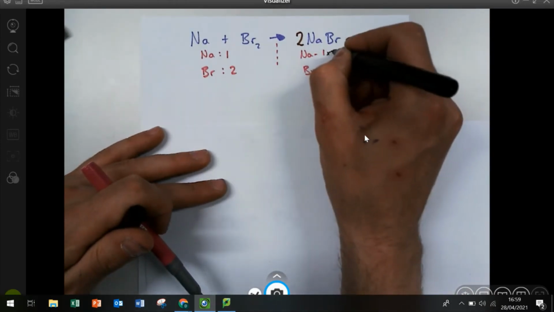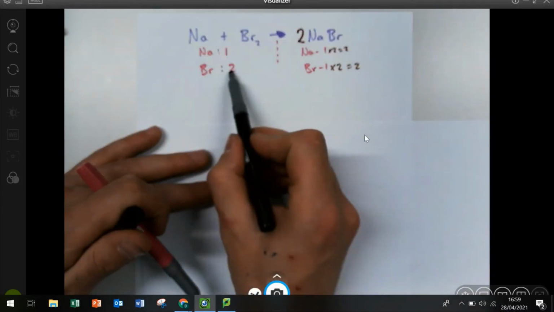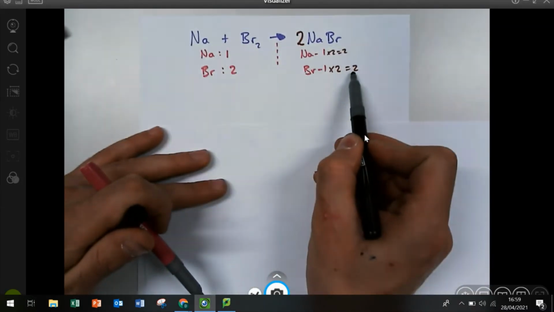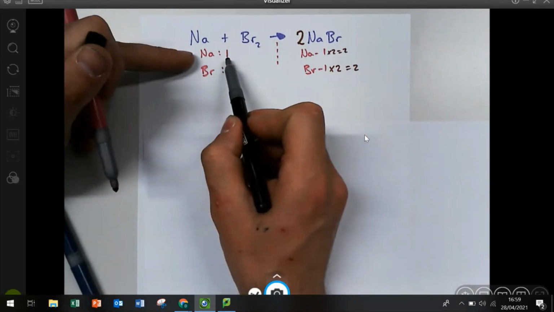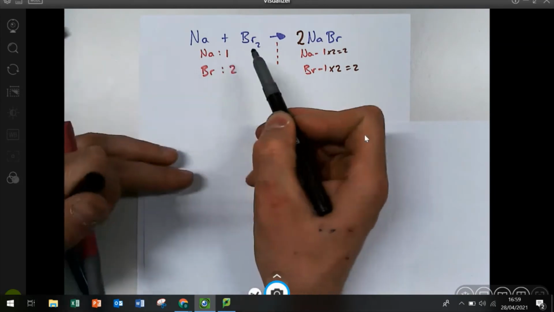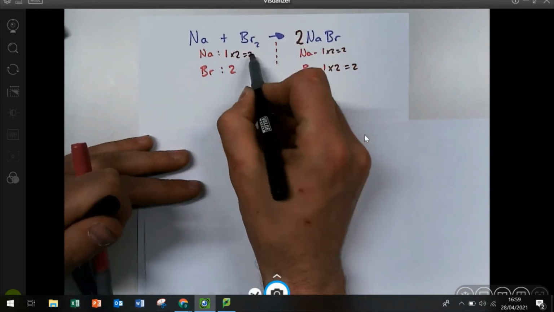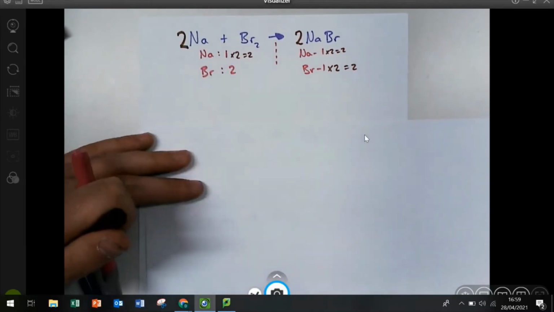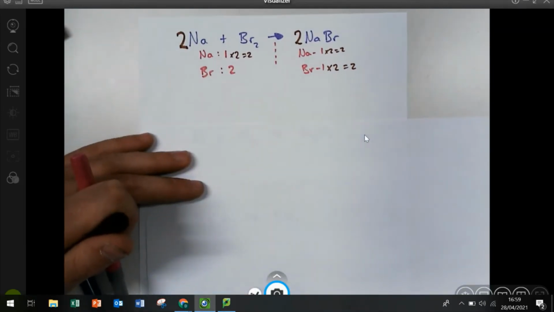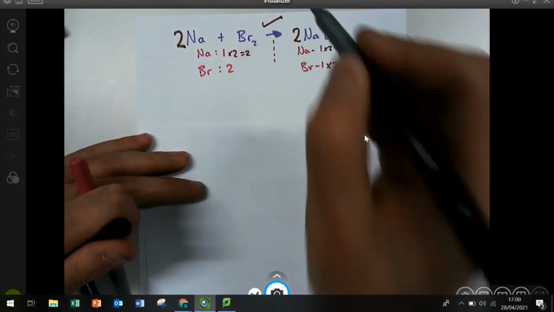So I've also times this by 2, okay? So now when we look, we've got 2 bromine before, we've got 2 bromine after. We've got 2 sodium after, but how many sodium did we start with? Only 1. So what do we need to do? We need to make sure we have 2 sodium, so it's the same before and after. So we make sure we've got 2 sodium. Now we've got the same before and after, it's balanced.